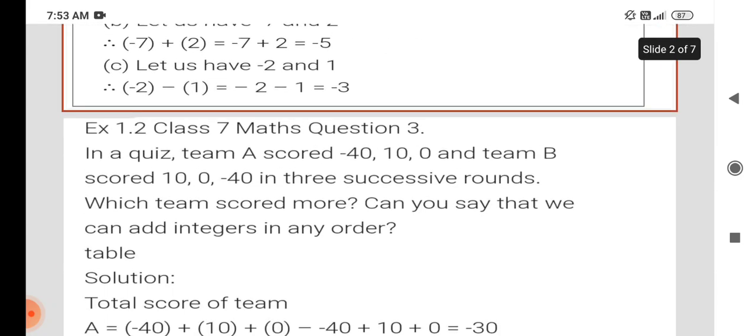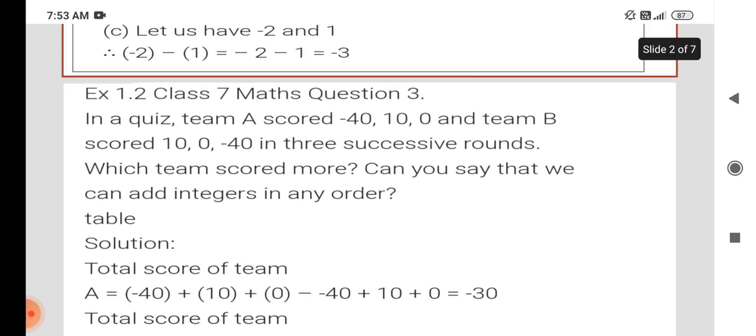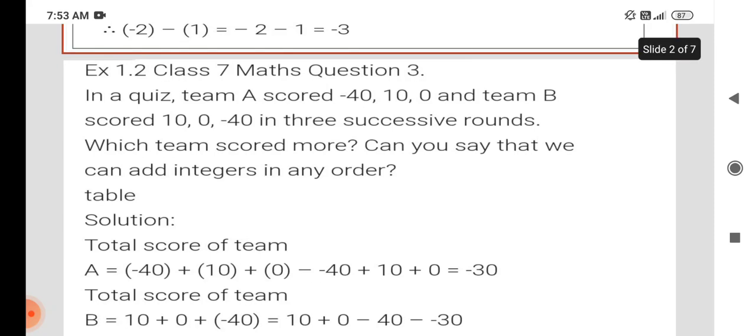The third question is about a quiz team score. The first team's score is -40, 10 and 0, and team B's score is 10, 0, -40 in three successive rounds. It means it's a quiz in any school. Team A's score is -40, 10, 0, and team B's score is 10, 0, -40, and the question says which team scored more. Can you add the integers in any order?